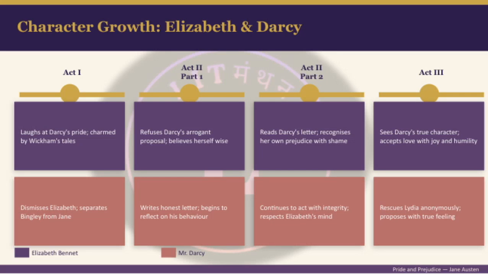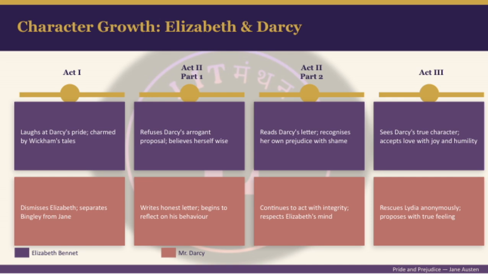Let's take a closer look at the character development of Elizabeth and Darcy throughout the story. Initially, in Act I, Elizabeth dismisses Darcy and is influenced by Wickham's tales, which feeds her prejudice. She also plays a role in separating Bingley from Jane, showing her initial misunderstandings. Moving into Act II, Part 1, we see Elizabeth continuing to judge Darcy harshly and dismissing him outright.